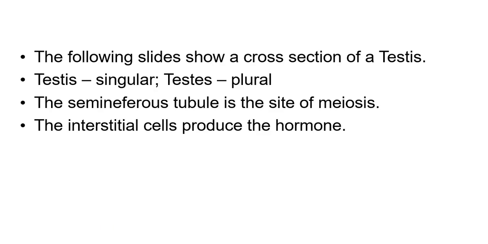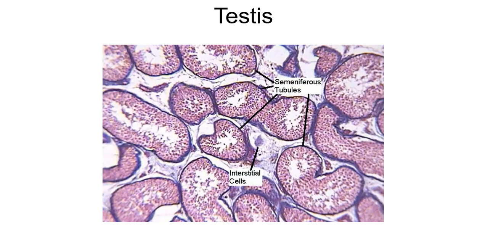Okay, let's go over here and look at this one. So the other structure where meiosis occurs is the testis, and where testis is singular, testes is plural. So there's a lot of different tissues in the testes, but we're just going to look for two tissues here. We're going to look for the seminiferous tubules, which are the actual site of meiosis, and we're going to look for the interstitial cells, which produce the hormone testosterone.